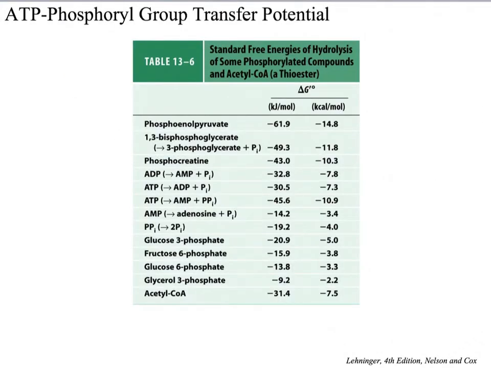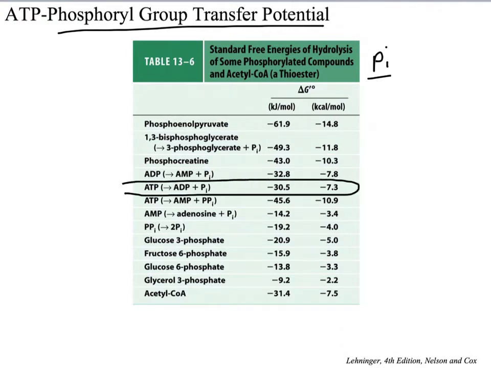Now this table here looks at phosphoryl group transfer potential. So the idea is that when we lose this Pi, we're transferring it. Now if you look, you can see that ATP is in the middle, not in the middle, but it's intermediate in the table. And the reason why ATP is intermediate is because it will enable ATP to function efficiently as a carrier of phosphoryl groups.